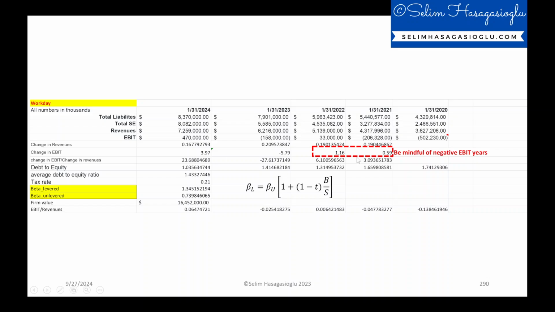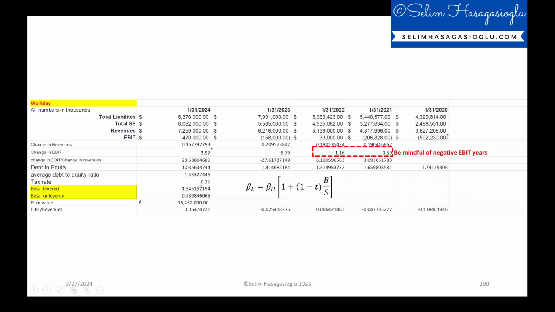So we calculate first change in revenues and change in EBIT. Here I actually underscore the point that you need to be mindful of negative EBIT years when you are calculating the change in EBIT, because there are years in which Workday was recording losses. And then based on the formula change in EBIT divided by change in revenues, you can calculate the operating leverage for Workday. And of course, debt to equity, total liabilities divided by the total stockholders' equity. We have these values, and then we calculate the average debt to equity ratio.